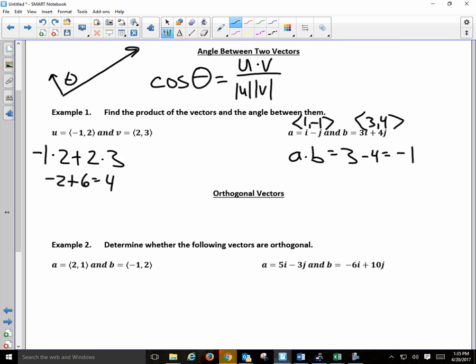So let's set up the formula for the angle. I've got cosine of theta is equal to, and it starts with the dot product. Do we already know the dot product here? What is it? 4, divided by, what's the magnitude of u? Square root of 5. What's the magnitude of v? Square root of 13. Or 4 over the root of 65, right? I did a squared plus b squared, square root.